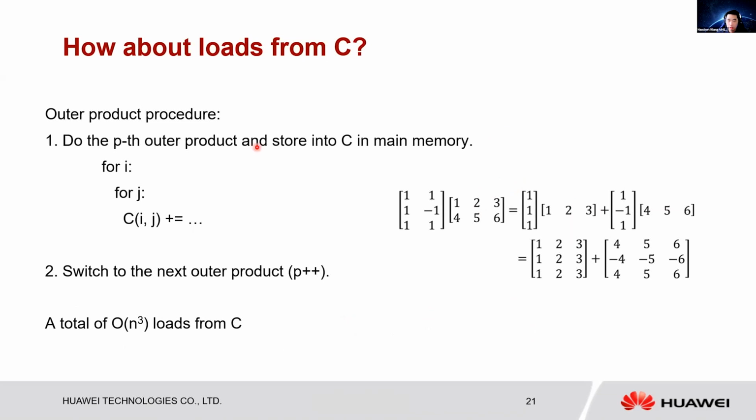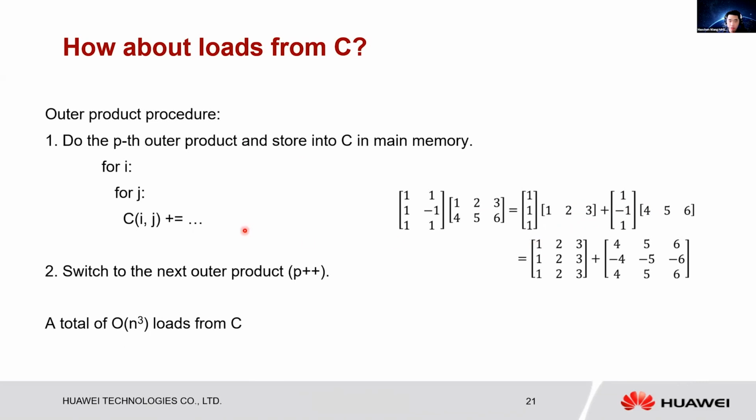So how does the outer product look when you're actually doing it? After you do the first outer product, and then you do the second outer product. That is basically the procedure. But inside an outer product, you have to load the C in the innermost loop because you're accumulating to them one by one.